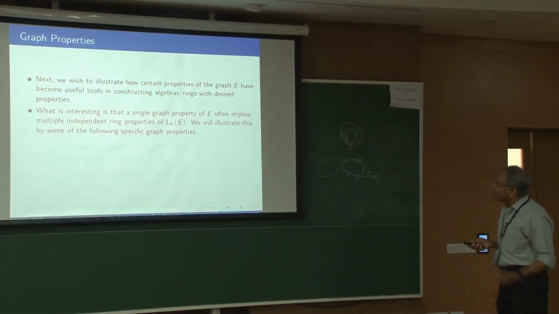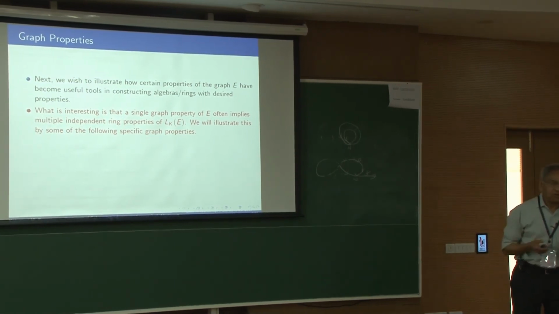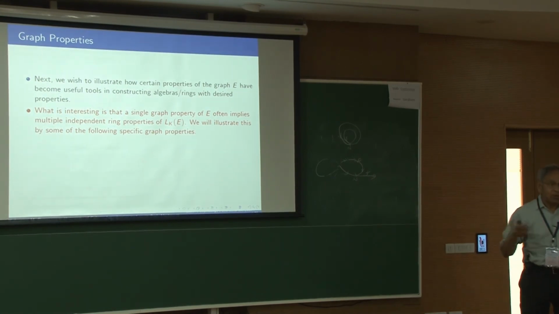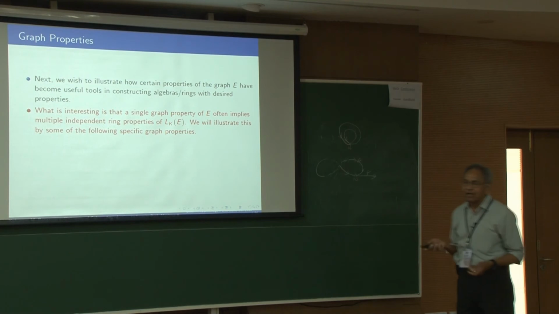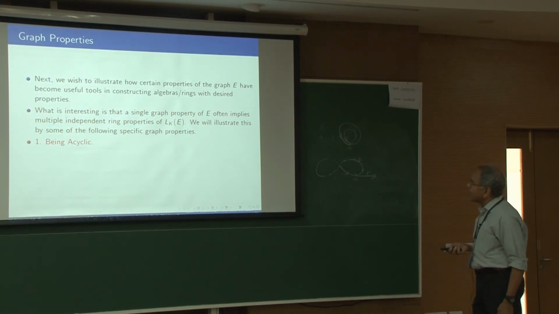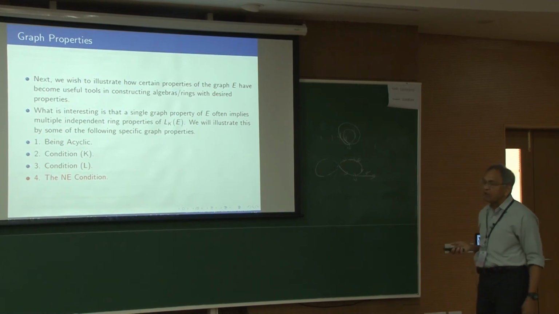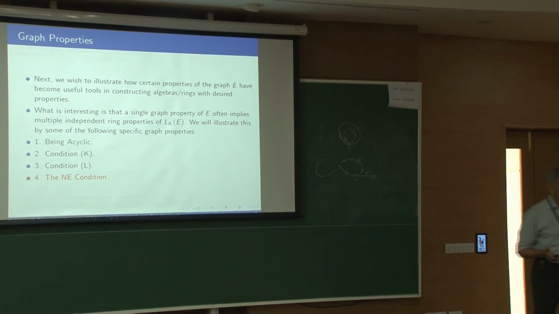More importantly, a single graph property gives rise to a variety of ring properties. As rings, they are all independent, but as Leavitt path algebras, they all coincide here. So constructing examples of certain desirable ring properties is easy. I am going to illustrate two or three of these graph properties, depending on my time, and what sort of ring property they imply.